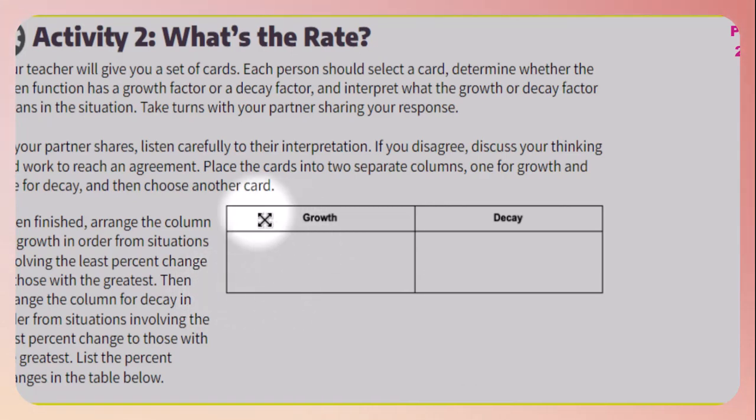All right, so make a place on your desk for growth, make a place for decay, and then sort them into those 2 piles. When you're finished, arrange the columns for growth in order from situations involving the smallest amount of change or the least percent to the greatest, and then arrange the column for decay in order from situations involving the least percent of change to the greatest. You may want to pause the video before we move forward.